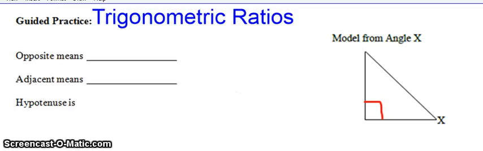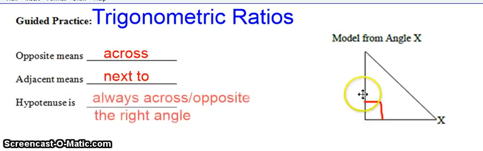Today we're going to look at trigonometric ratios. Before we look at these ratios, we need to know what the words opposite, adjacent, and hypotenuse are. Opposite is just a word for across, adjacent is next to, and for hypotenuse we should know it's always across from that 90-degree angle or that right angle.